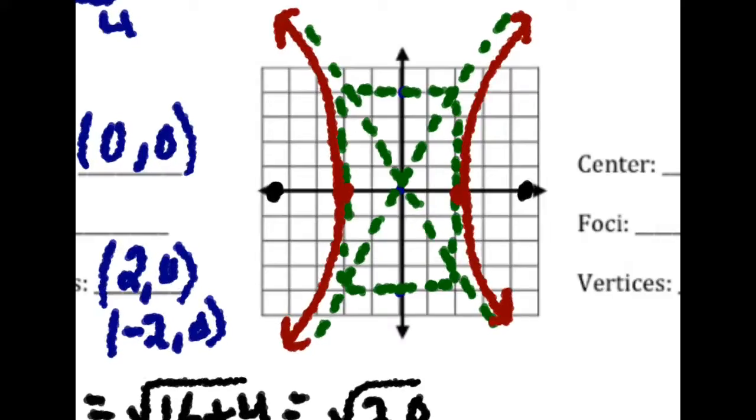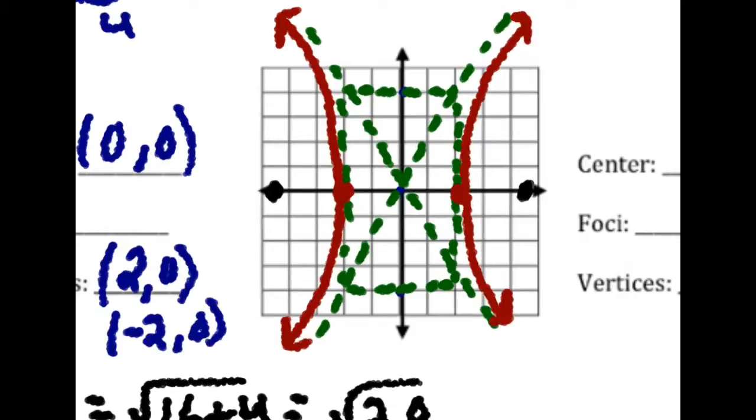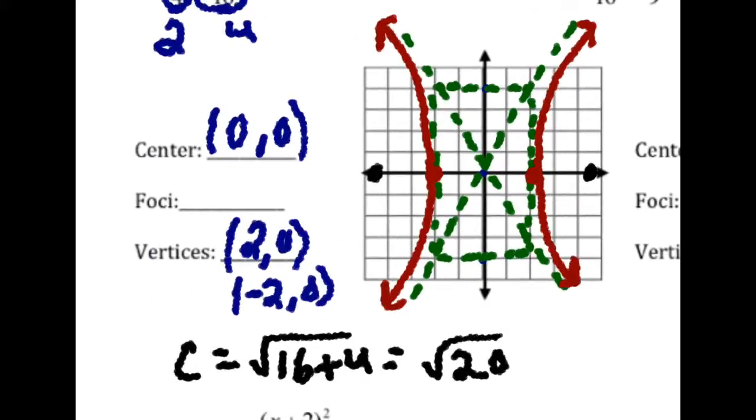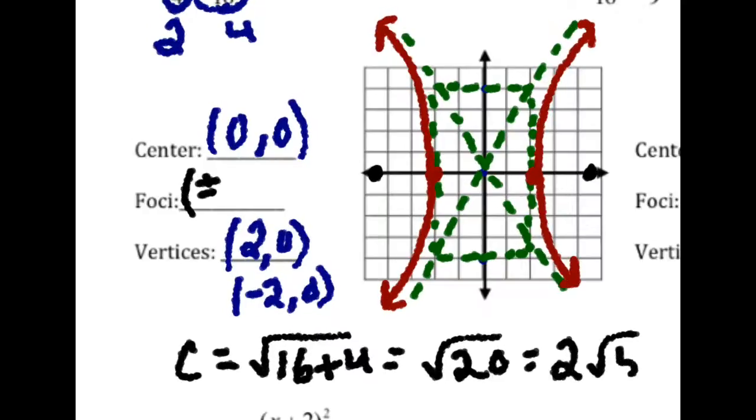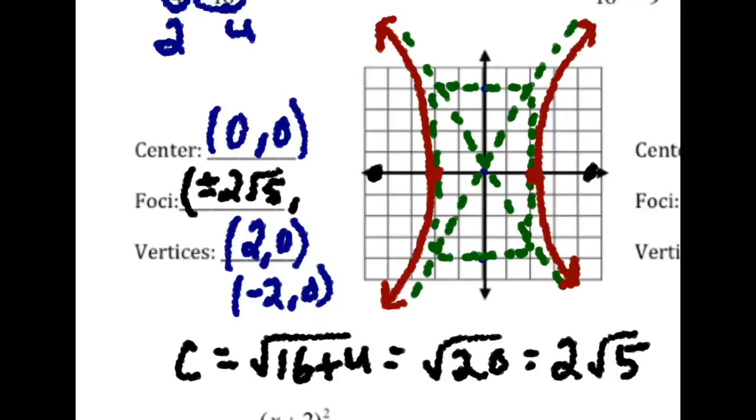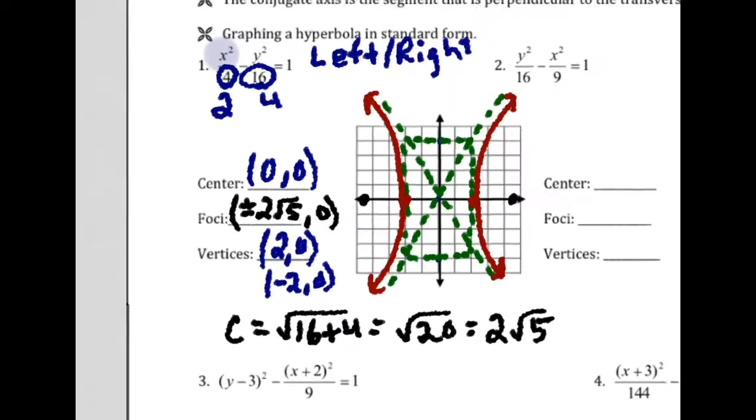So these are outside of the hyperbola, but it's in a similar spot to what we had for parabolas, if you think back to that. Alright, so the foci, if we state those, would be plus or minus the square root of 20. Actually, I should rationalize the square root of 20. That would be 4 times 5, which is 2 radical 5, right? So that would be plus or minus 2 radical 5, comma, 0. Okay, and there's that full example right there.